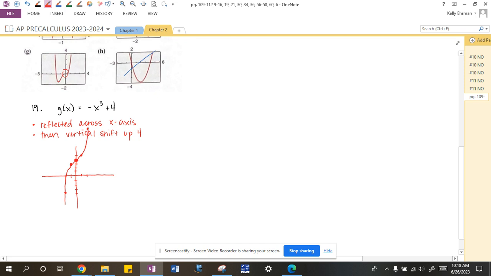So it says to sketch the graph. I still like to put in some tick marks. I might not have this 12 high enough, but that's good enough. Okay, and then our next one is 21. So this says g of x equals x minus 2 cubed minus 3. So again, I'm going to describe the transformations first. These could be happening in either order, it doesn't matter. We're shifted to the right 2 units and down 3 units.